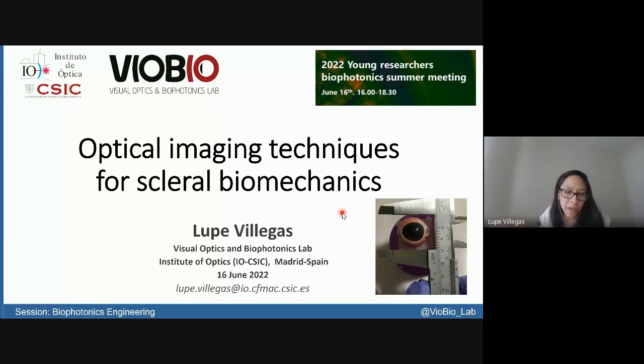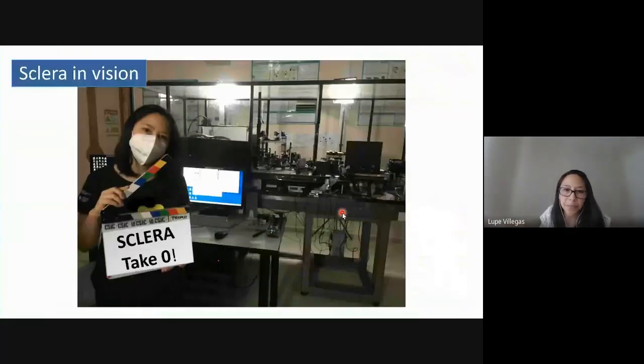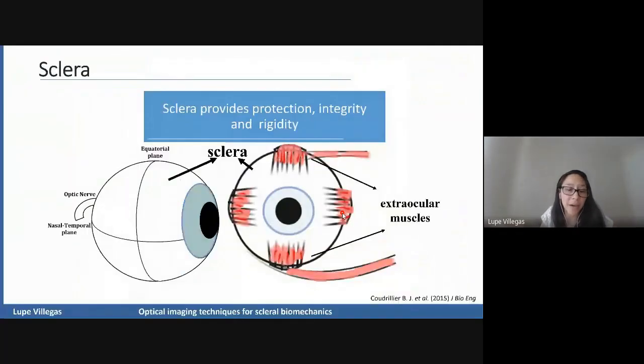My name is Lupe Villegas. I am part of the Visión Optics, a Biophotonics lab in the Institute of Optics in Madrid. And today, as part of the Biophotonics engineering session, we present optical imaging techniques for sclera biomechanics. So we're going to start.